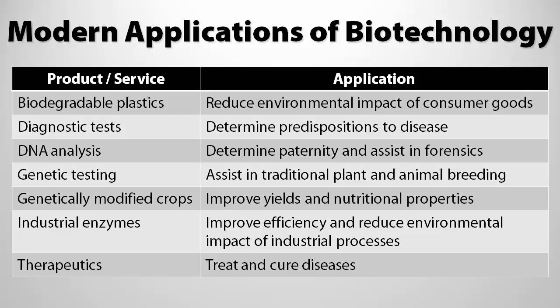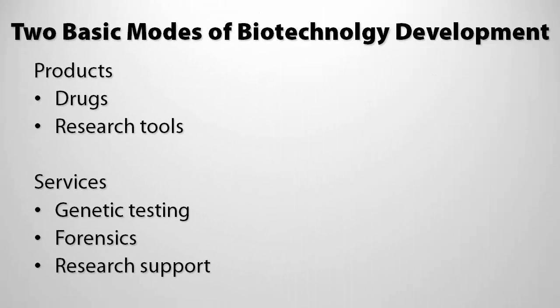Therapeutics, of course, is the dominant application of biotechnology. I'll explain why and go over the applications, the regulations, and the business considerations. So, what do biotechnology companies do? Essentially, they focus either on products, such as drugs, research tools, or the products I listed on the previous page, or on services, such as genetic testing, forensics, and research support. Some companies both sell products and offer services using what is called a hybrid business strategy, and we'll be covering this as well.